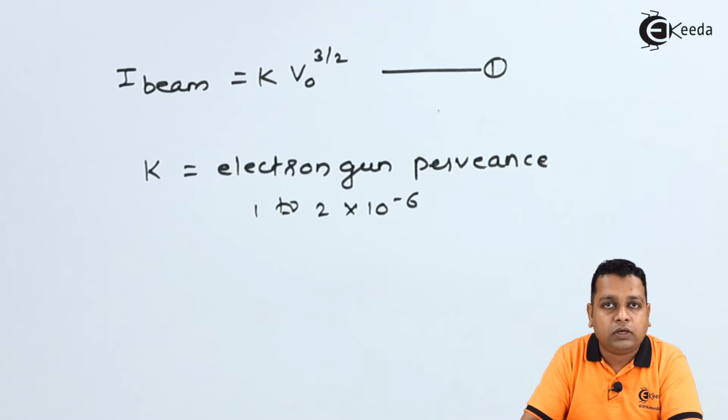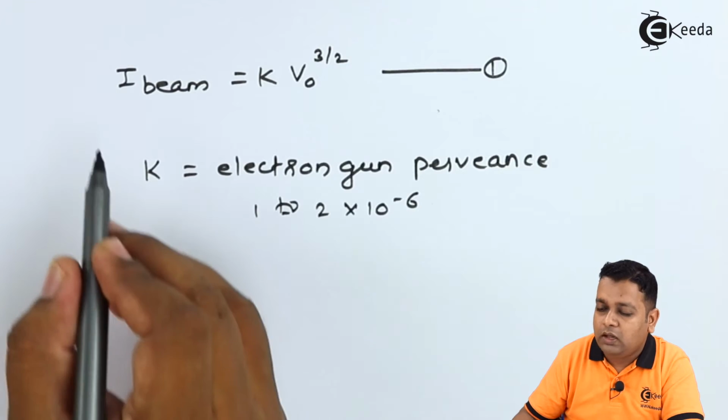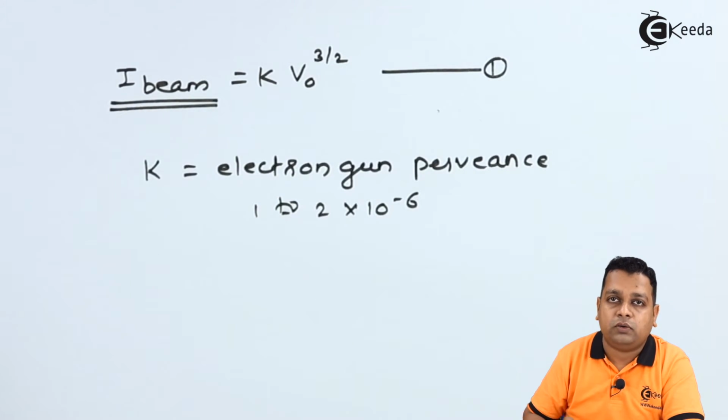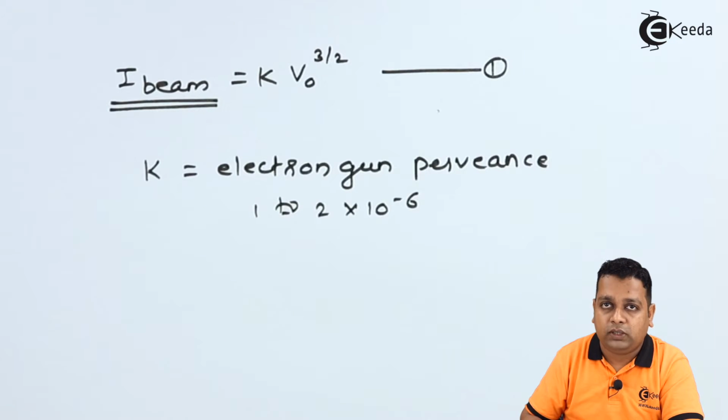So once the K value is selected for the device, further we can determine the beam current in that particular device. Now if you know the beam current, then we can multiply with respect to the voltage and finally find the beam power here.